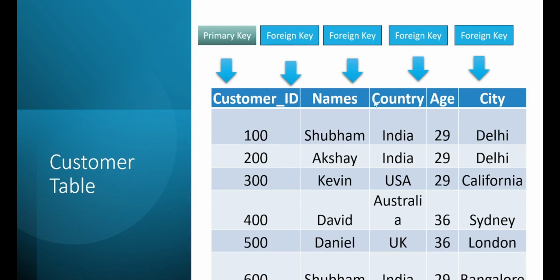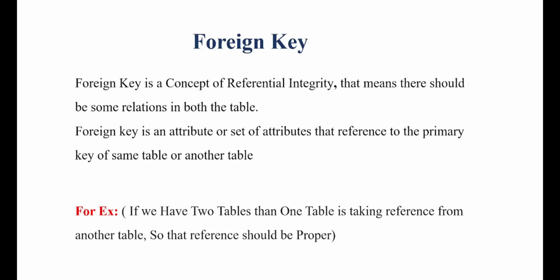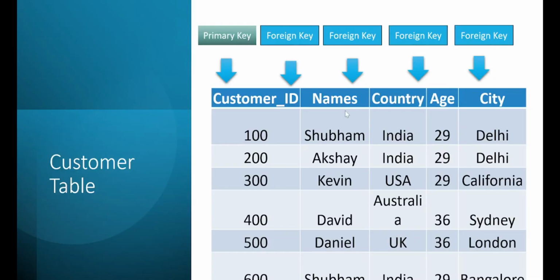Before going further, let's understand what a foreign key is. A foreign key is a concept of referential integrity. That means there should be some relation between both tables. A foreign key is an attribute or set of attributes that references the primary key of the same table or another table. For example, if we have two tables and one table is taking a reference from the other table, that reference should be proper. The columns like names, country, age and city are foreign keys here, which means the values are repeating. Now you have a good understanding of the primary key and foreign key concepts.